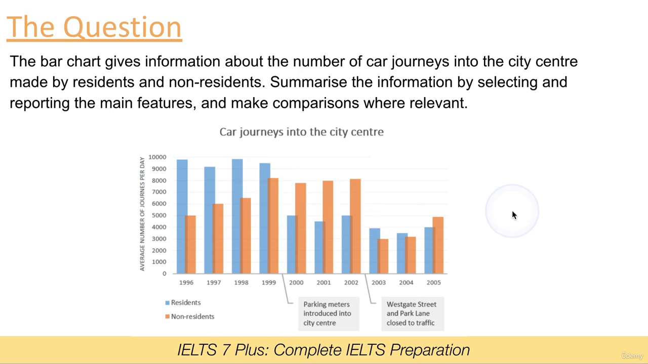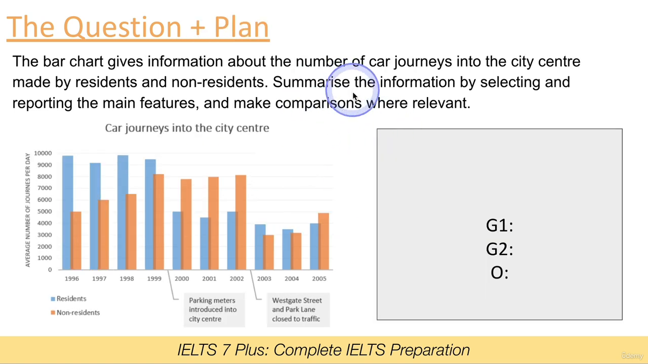Okay then, so initial thoughts. Both the non-residents and residents decreased after certain streets were closed due to traffic. So that means that cars can't go down those streets. And so this is a dramatic drop there. Also, after the parking meters were introduced, you can see that residents' numbers dropped significantly as well. Okay, but they were the highest at the beginning.